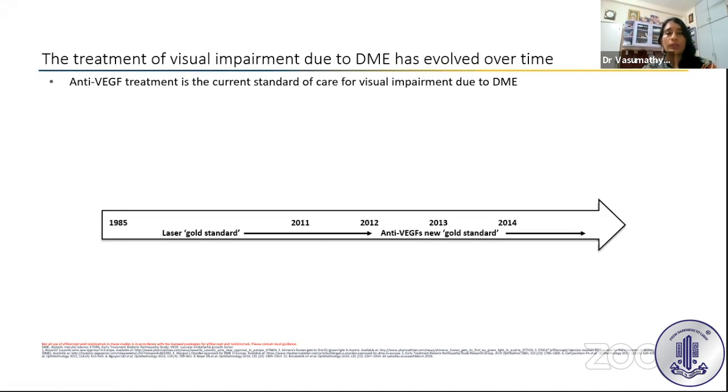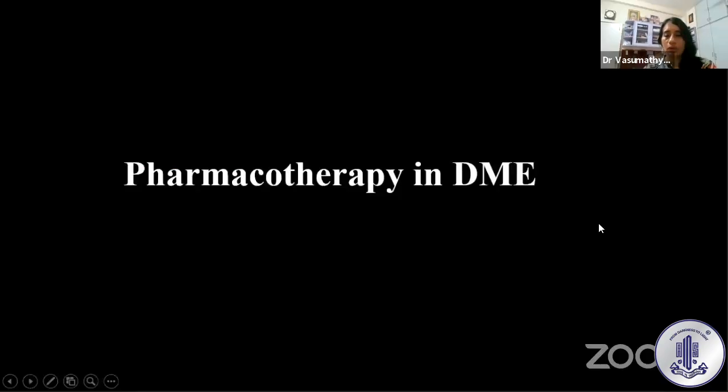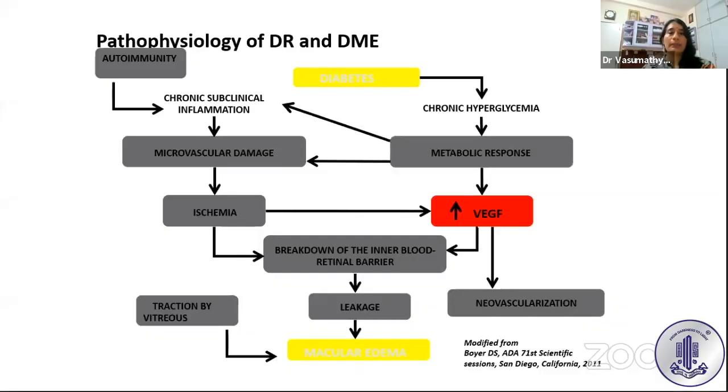So the treatment of visual impairment due to diabetic macular edema has basically evolved over time from 1985 to 2014 till date. We started with laser photocoagulation, anti-VEGF injections, ranibizumab, then we went to steroids, fluocinolone acetonide, dexamethasone, and aflibercept, an anti-VEGF agent. And now we are looking at the newer anti-VEGF agents on the block.